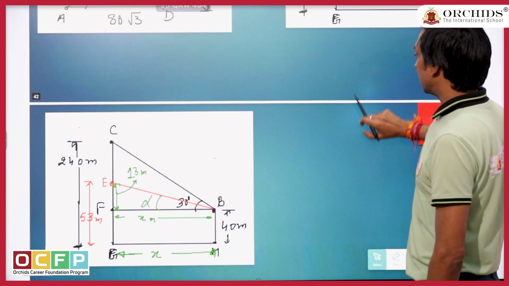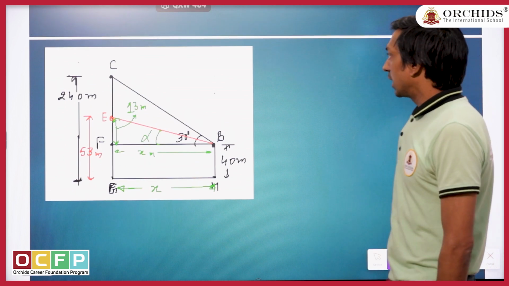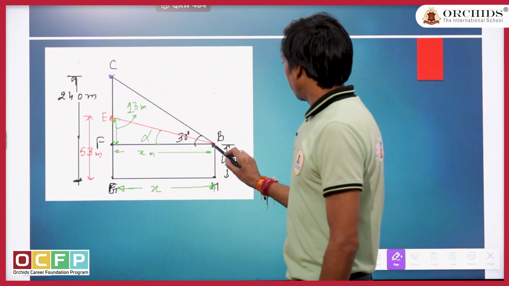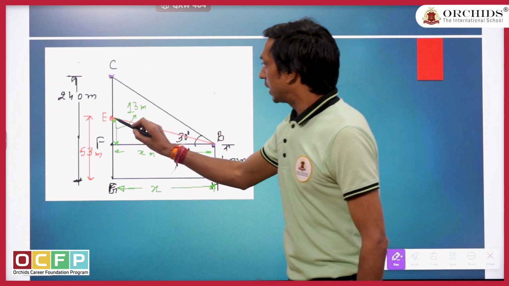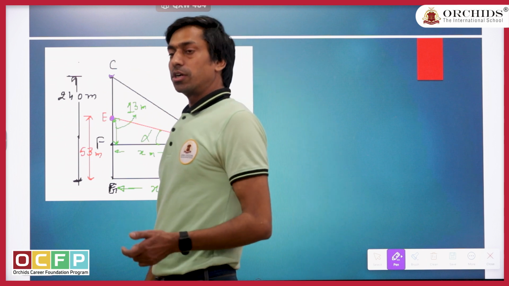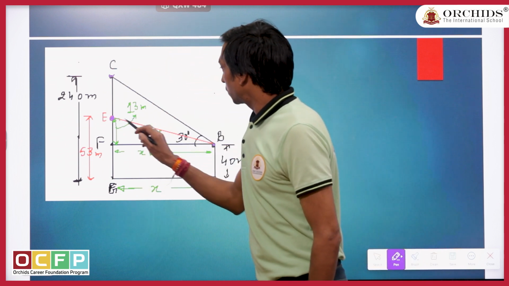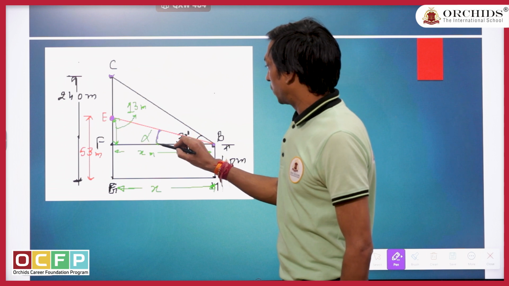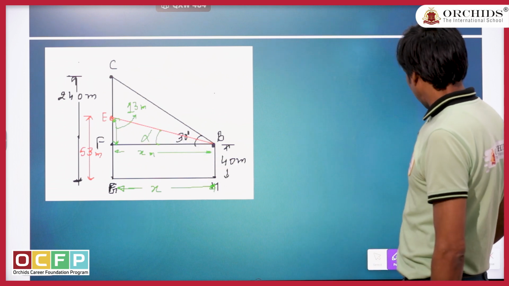So right now, if I see the figure as per the last question, the figure is something like this: this is the top of the statue and we are seeing from this point. The angle of elevation is given as 30 degrees. And this point E represents the top of the base of the statue. The angle of elevation of this point from point B is given as alpha. Based upon this information, we have to find the required results.